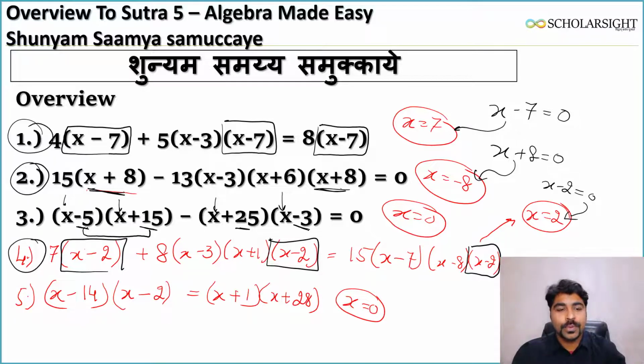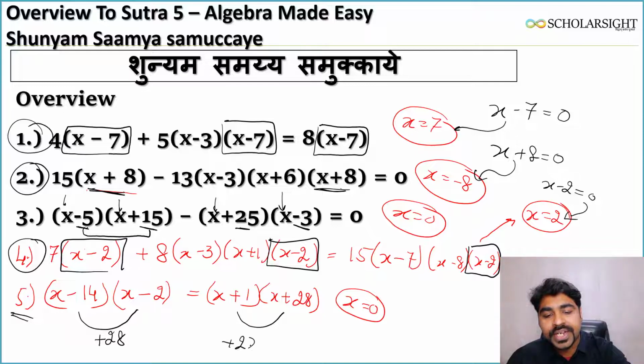Now, the fifth example, you can do in 3 seconds. Minus 14 into minus 2 would give me plus 28, because negative into negative would be positive. Plus 1 into plus 28 would also give me 28, and plus 28 only. That means they both are the same. So I can apply this particular sutra here and get the answer as x equals 0.